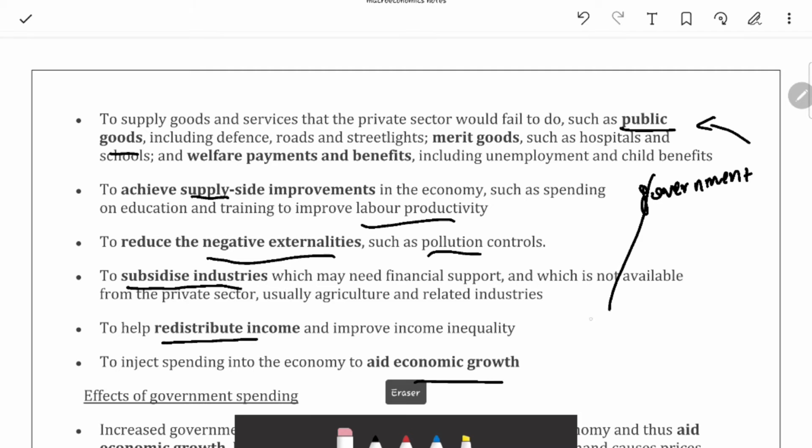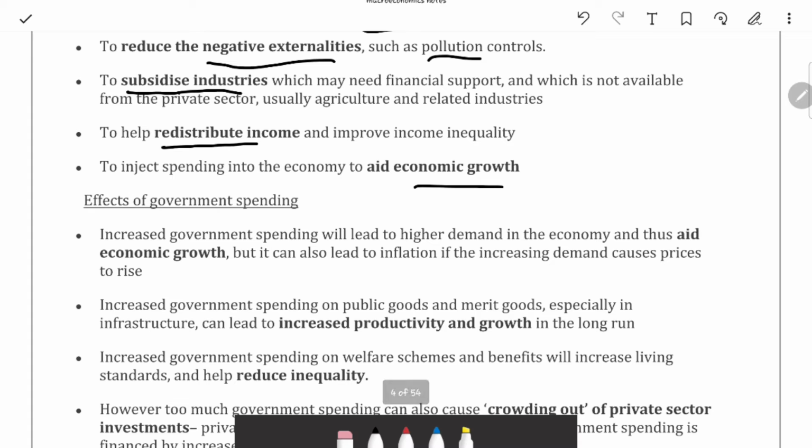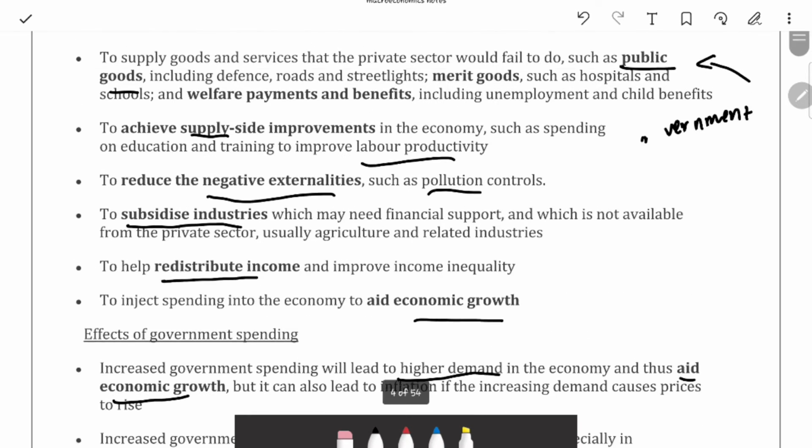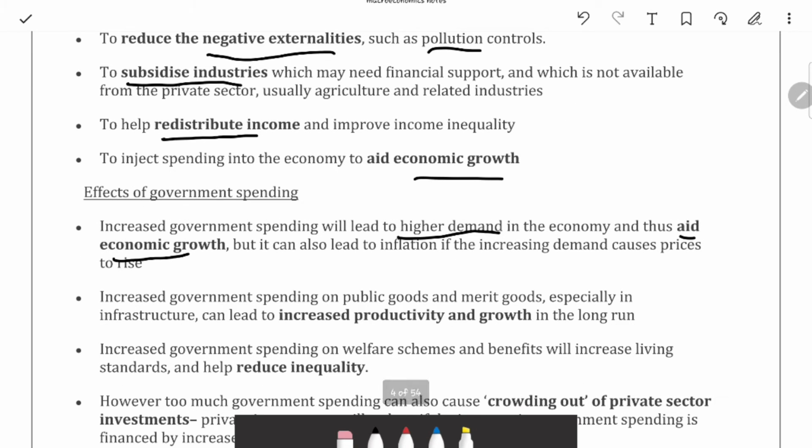Now, let's have a look at the effects of government spending. Okay. Now let's have a look at what happens if the government spends. Okay. Now, when there is increased government spending, this will lead to higher demand in the economy and thus will aid the economic growth. When the government spends, there will be more demand because, for example, they subsidize something. Okay, let's talk about maybe if they provide merit goods. Okay, that means there will be higher demand for that product, and therefore it will mean that producers will provide more output of that good, and that will be economic growth.